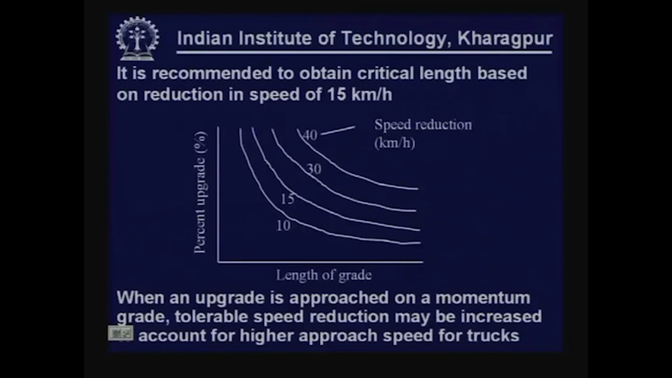So, although earlier a 25 kilometer per hour speed reduction was used as a basis for design, based on these findings it is now revised and recommended as 15 kilometer per hour. Therefore, it is recommended to obtain the critical length based on a reduction in speed of 15 kilometer per hour, not 25 kilometer per hour.